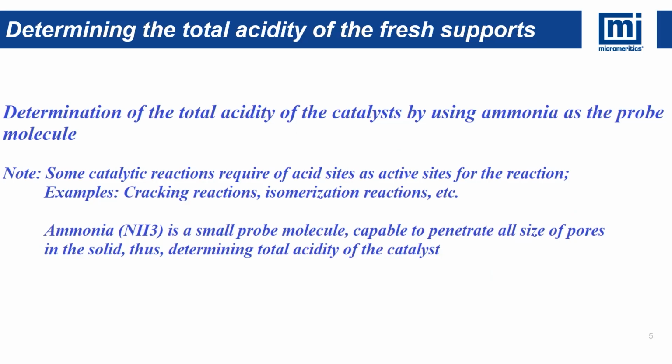The next step is we need to find out if the supports are acidic. So we use ammonia. The first thing is to measure the total acidity of the catalyst. As I said, ammonia is a small probe molecule that can penetrate all the pores, and it can give us the total pore volume. If you are interested in measuring the total acidity of the support, ammonia is a good probe molecule. And it's very easy because it's almost a gas. So it can be done very easily, and we can use a TCD to determine the amount of ammonia being adsorbed by pulsing ammonia or desorbing ammonia.